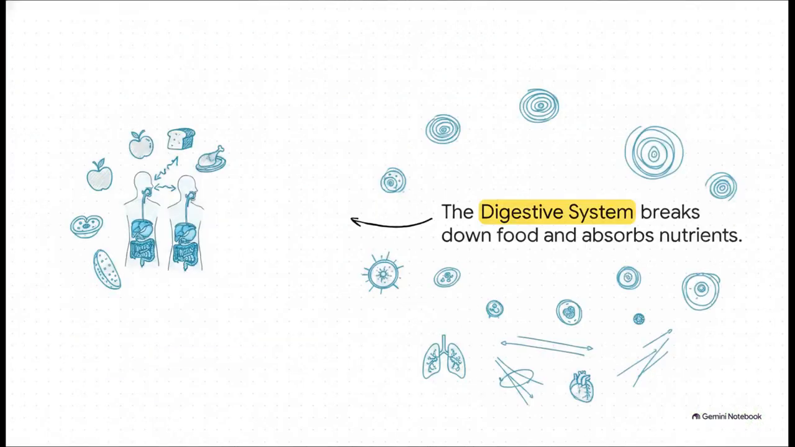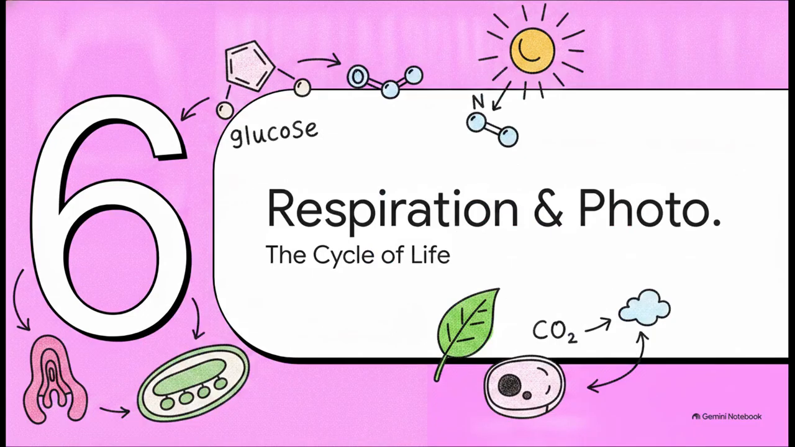And right next door, at the exact same time, you've got your digestive system. Different organs, the mouth, esophagus, stomach, and intestines, forming their own system to break down food and absorb nutrients. Respiratory, digestive, circulatory, nervous, all of these systems are operating simultaneously right now to keep the human organism alive and thriving. And that brings us to our final topic, Section 6, respiration and photosynthesis.